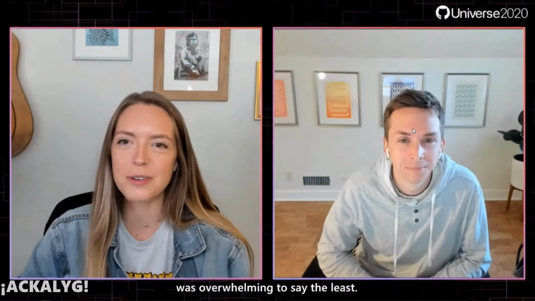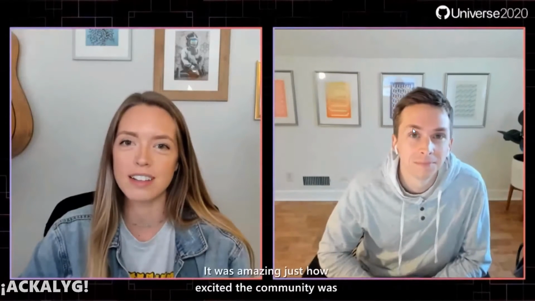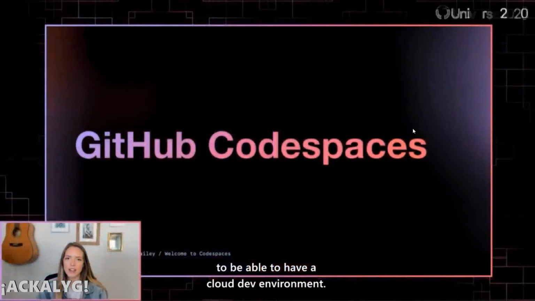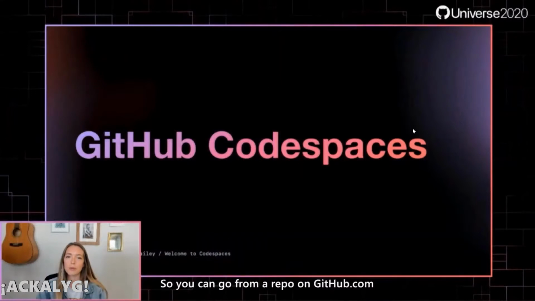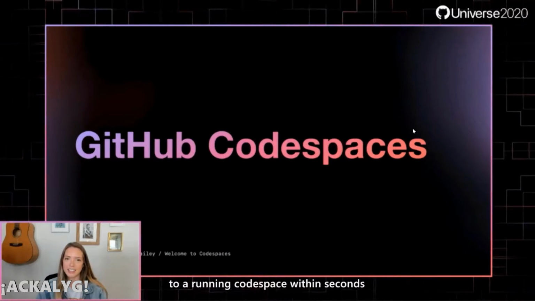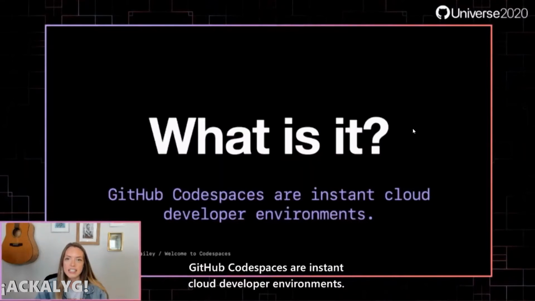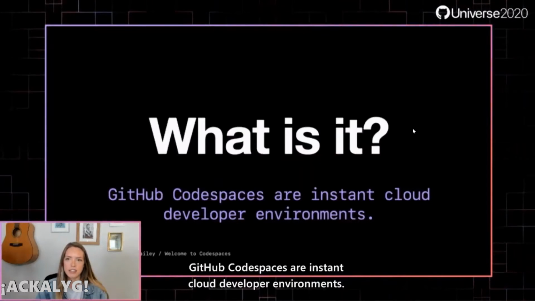Earlier this year, we announced GitHub Codespaces at Satellite, and the excitement from the community was overwhelming to say the least. It was amazing just how excited the community was to be able to have a cloud dev environment, so you can go from a repo on github.com to a running Codespace within seconds without any setup or configuration. GitHub Codespaces are instant cloud developer environments.